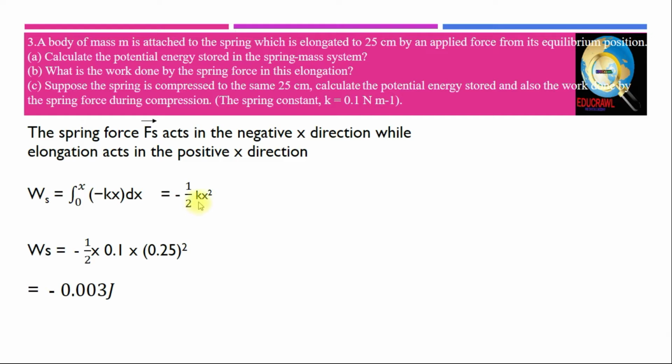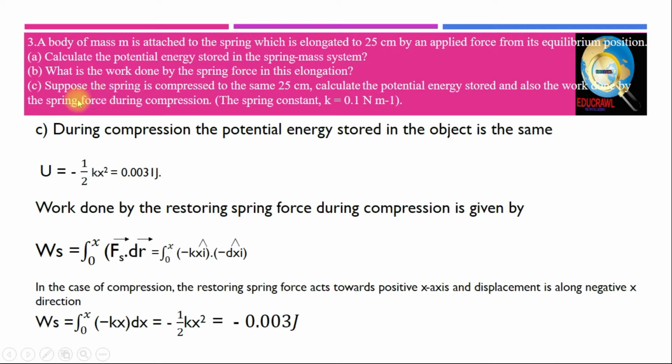Now you can substitute the k value as 0.1, x value is 0.25. When you substitute these values in the equation and simplify, we get the work done as minus 0.003 joules. Next, the spring is compressed to the same 25 centimeter. Now, for this compression, you have to find out what is the potential energy and the work done during the compression.